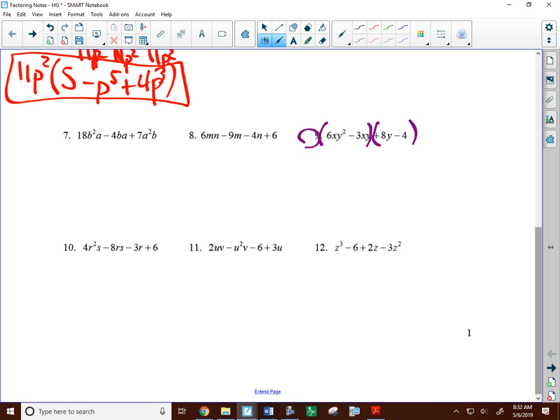So now, just looking at the first, 6xy squared minus 3xy, what's the GCF there? 3, and then yes, xy. So just for this one, I'm going to divide each by 3xy. 6 divided by 3 is 2. X's cancel, y squared over y is y. Minus, everything cancels here, so it's just a 1.